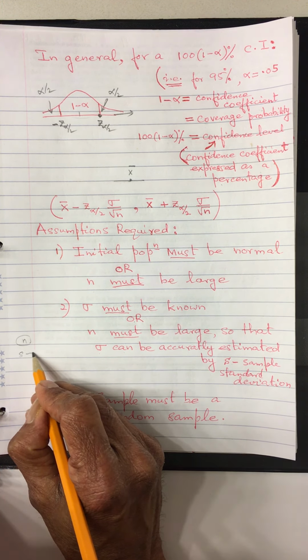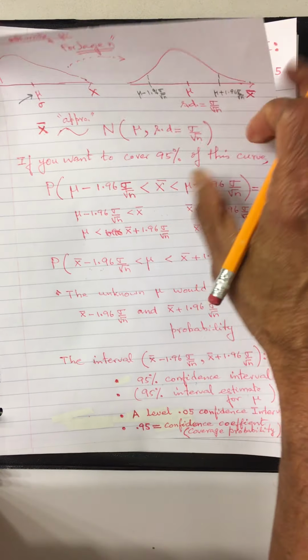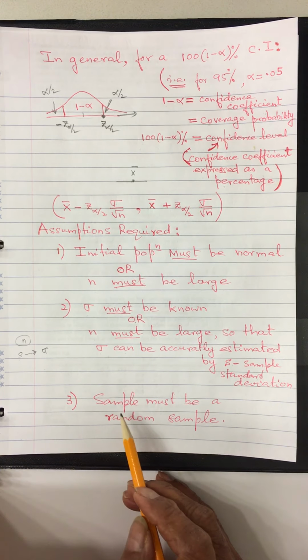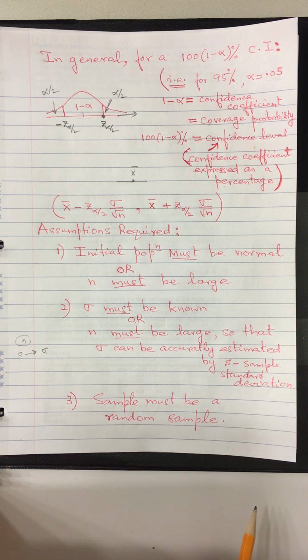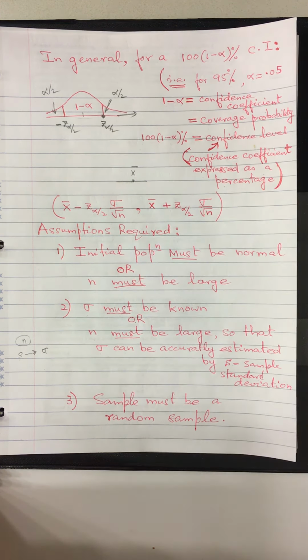And the third assumption is that this has got to be a random sample. Okay, we are always assuming a random sample, so that way this is correct, by the central limit theorem or the other way. So the third assumption is that the sample has got to be a random sample. Those are the three assumptions. If these three assumptions are correct, you will have a valid answer when you figure that out. In the next video, I will show you how to do a couple of examples.